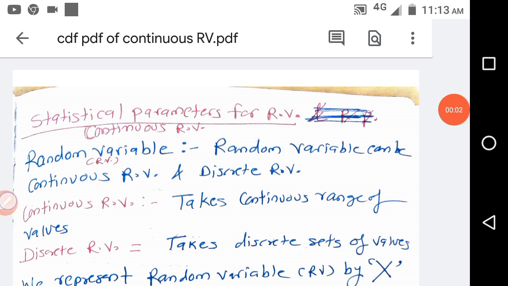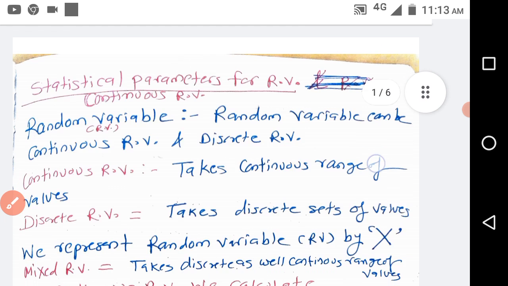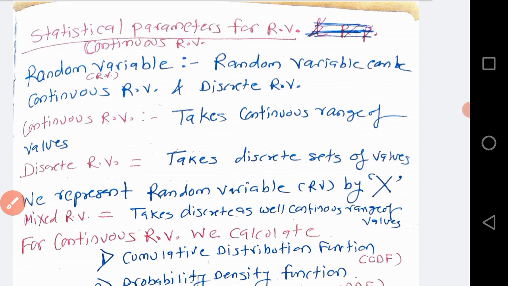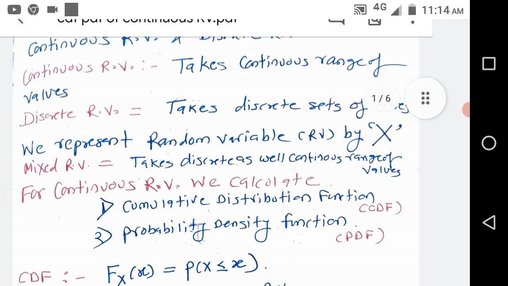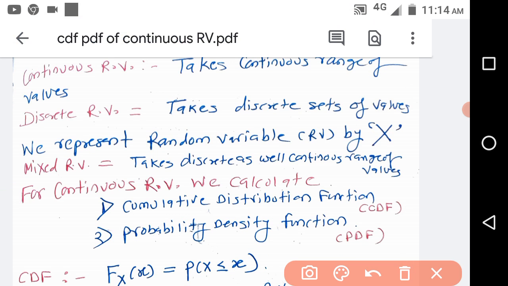In this video, let us study CDF and PDF of a continuous random variable. A random variable is one which assigns real numbers to the sample outcomes. These random variables can be continuous, discrete, or mixed type. A continuous random variable takes a continuous range of values, while a discrete random variable takes discrete sets of values. A mixed random variable can take a continuous range of values as well as discrete values.